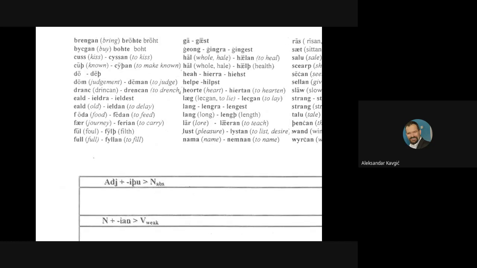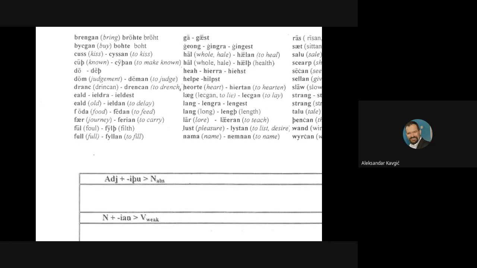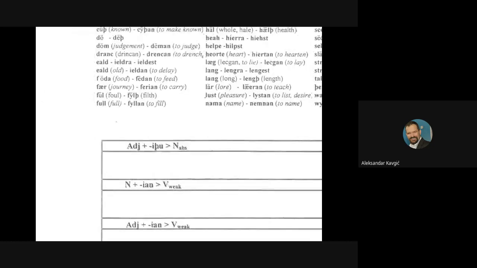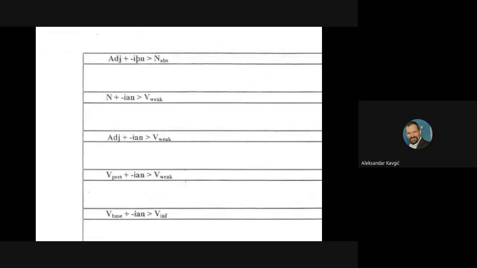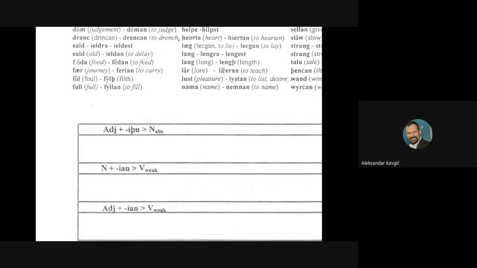Whatever you want to call the sound change, most people call it i-mutation. Here you have examples for each. Here you have actually the table where you can find the patterns in which this change occurred. As I mentioned, one of the main reasons why this change is still relevant is that it explains things such as long and length.